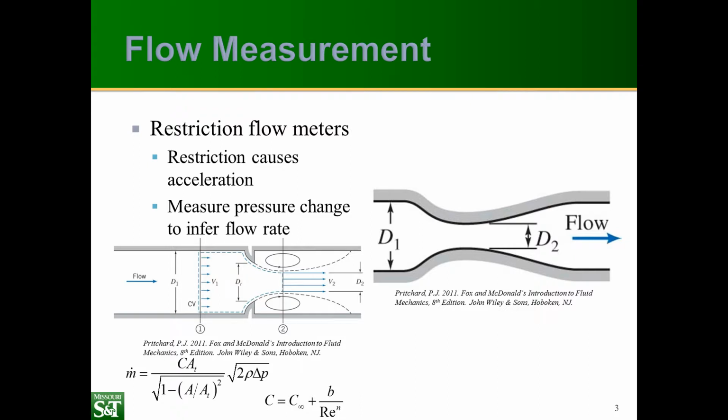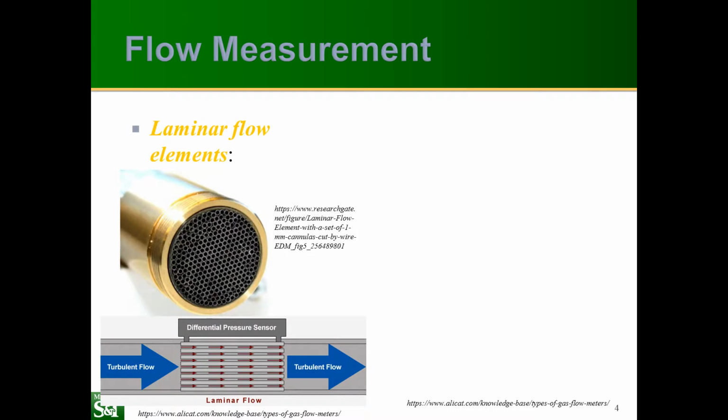These types of flow meters can also be used for compressible flows. However, the equation has to be modified to account for that compressibility. So we can't use the same equation and the same discharge constant for compressible flows as we have for incompressible flows. Now, there are a lot of other types of flow meters.